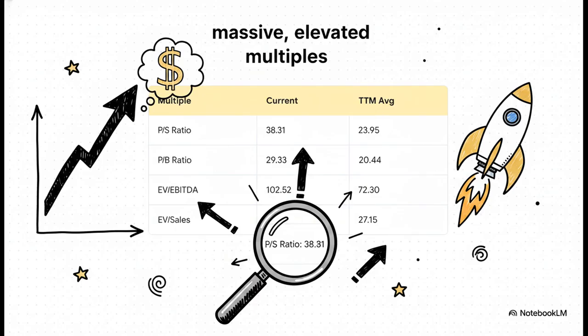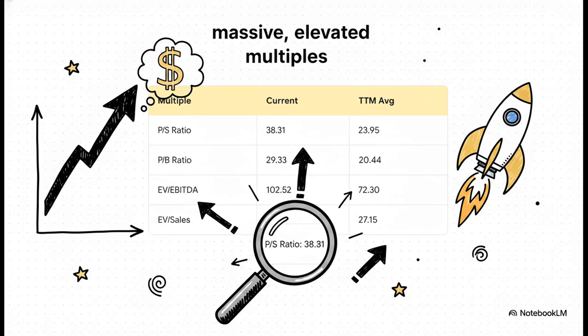We also have to skip the sum of the parts model. The provided data just lacks the distinct business segment financials we'd need to value separate divisions independently. So, with those out of the way, we turn to relative valuation. Assuming our peer group of high-growth tech and SATCOM, Globalstar trades at massive, elevated multiples. The price-to-sales ratio is 38.31. That means investors are paying over $38 for every single dollar of sales the company makes.